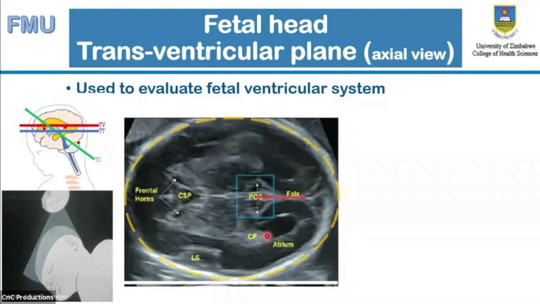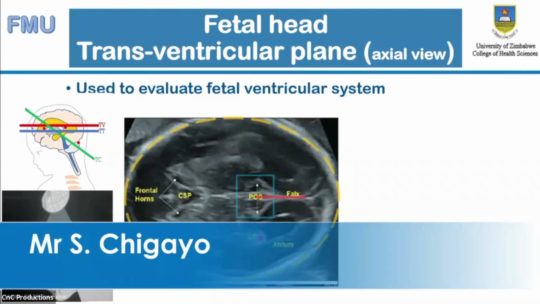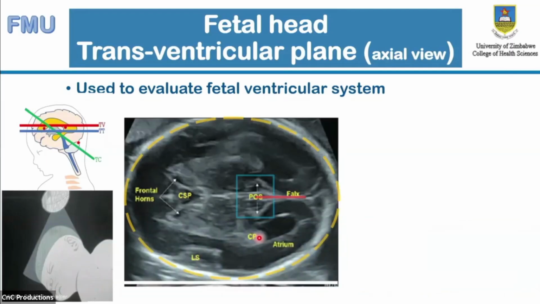Then within the posterior horns of the lateral ventricles, we expect you to see the choroid plexus. So that echogenic structure, that's the choroid plexus. And sometimes you might see it with cysts, and it might be associated with chromosomal abnormalities. Then we move on to the anterior part of the head.